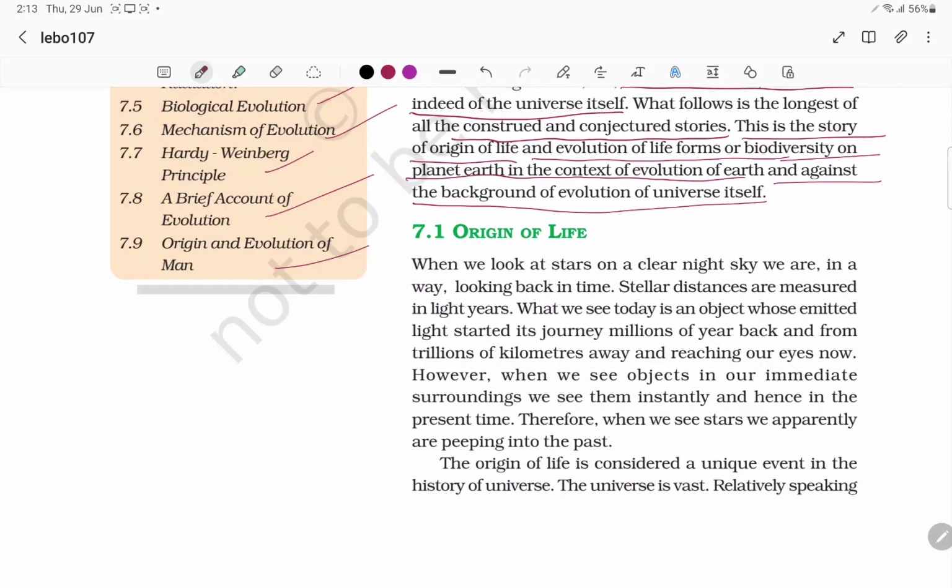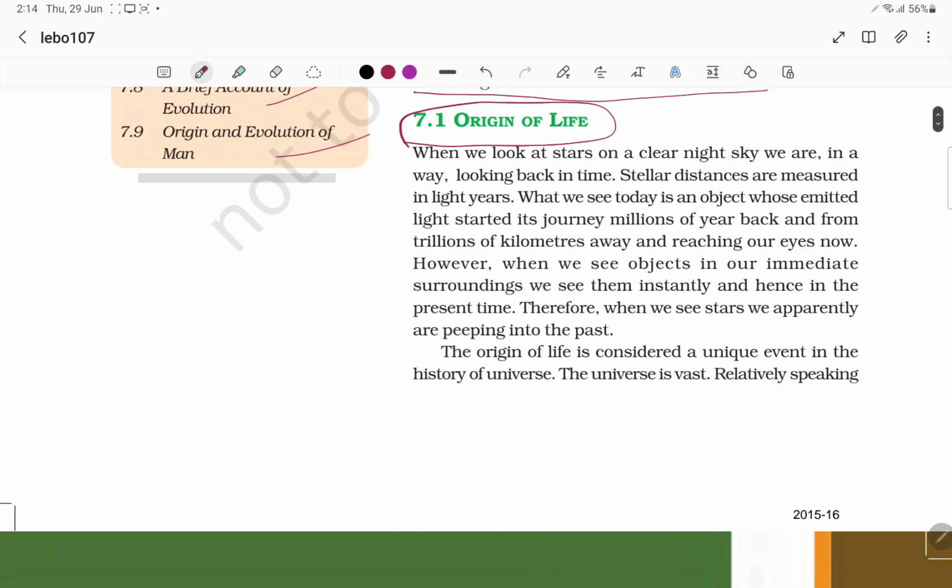And next, origin of life. So coming to the origin of life, how life got originated. Before knowing the origin of life, we have to know the origin of Earth, origin of galaxy, origin of universe.